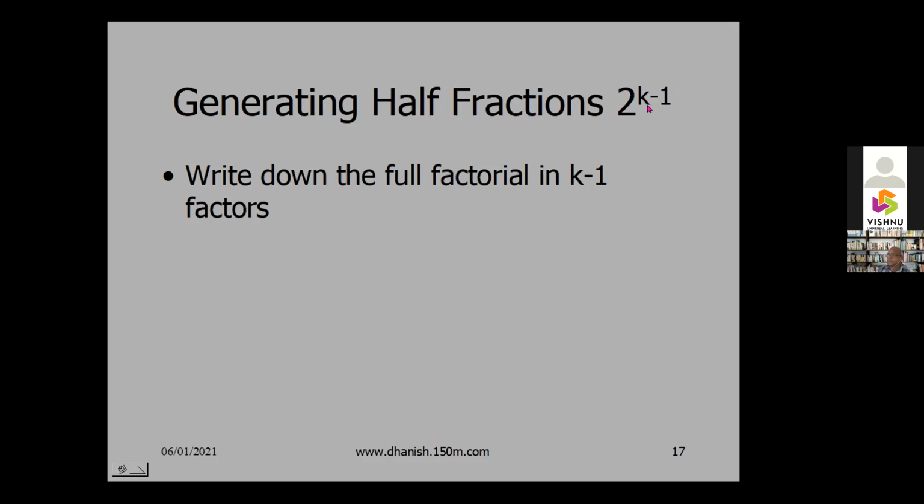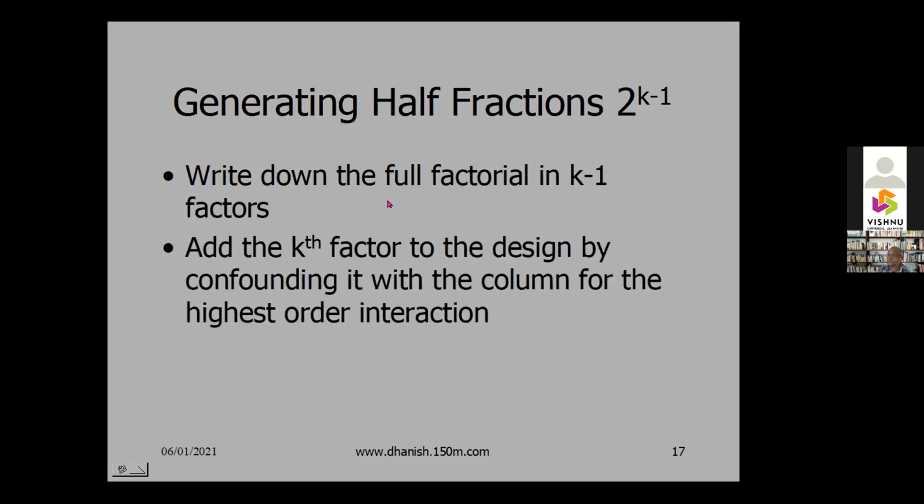Okay. So write down the full factorial in k minus 1 factors. So start with k minus 1 full factorial. Then add the k factor of the design by confounding it with the column for the highest order interaction. So that is the trick.